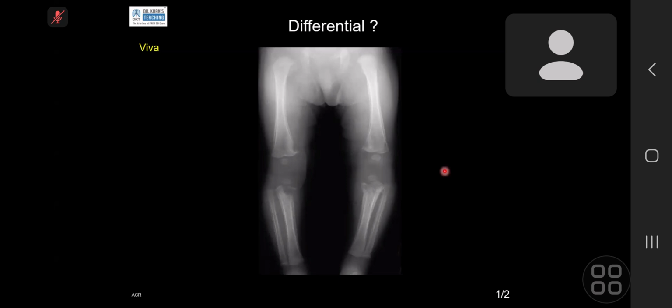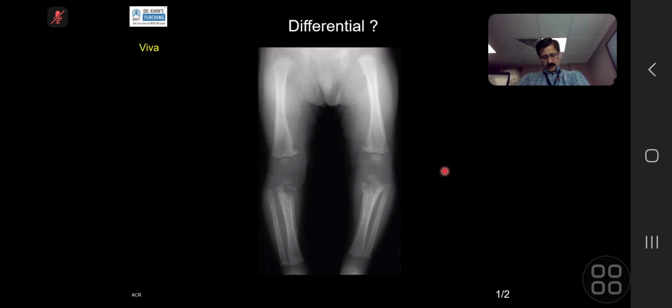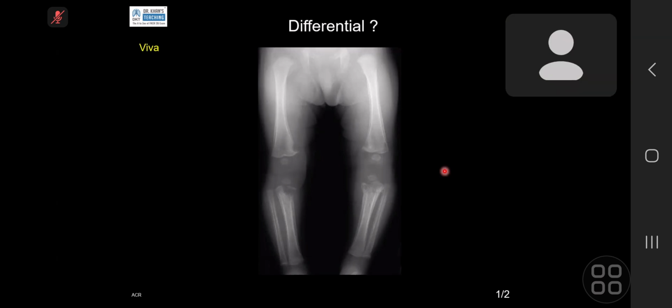So third, I'll keep as infection. Which infection? So could be a septic arthritis because of these lytic lesions. However, I cannot see any appreciable joint effusion.